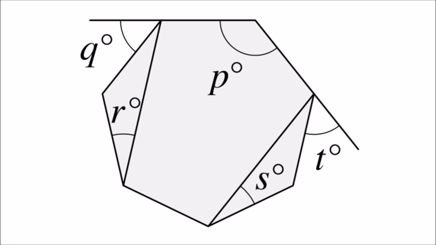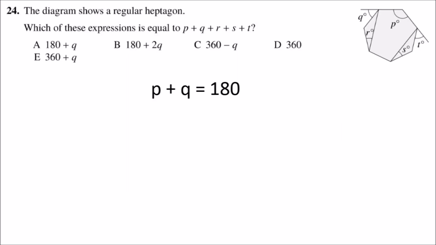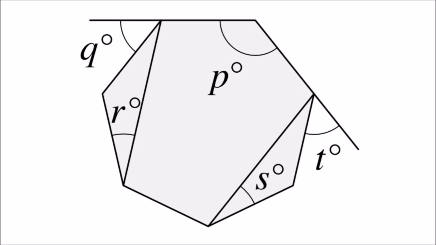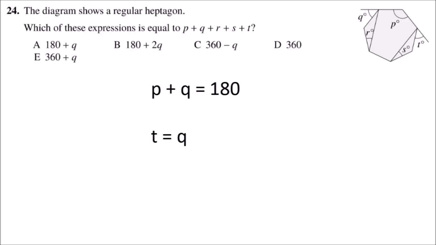Because it's a regular heptagon, all the sides and all the angles inside the heptagon will be the same. So all 7 angles inside the heptagon are equal to P. The angle P plus Q makes a straight line, so P plus Q equals 180 degrees. The angle T is the same as the angle Q, so the sum of the angles P, Q and T equals 180 plus Q.